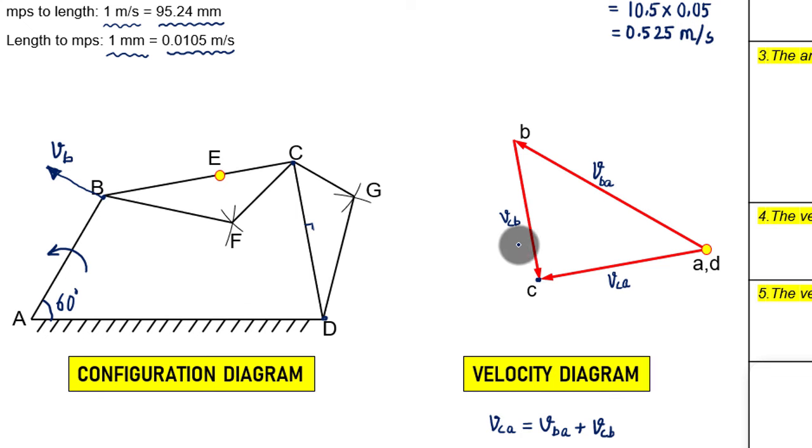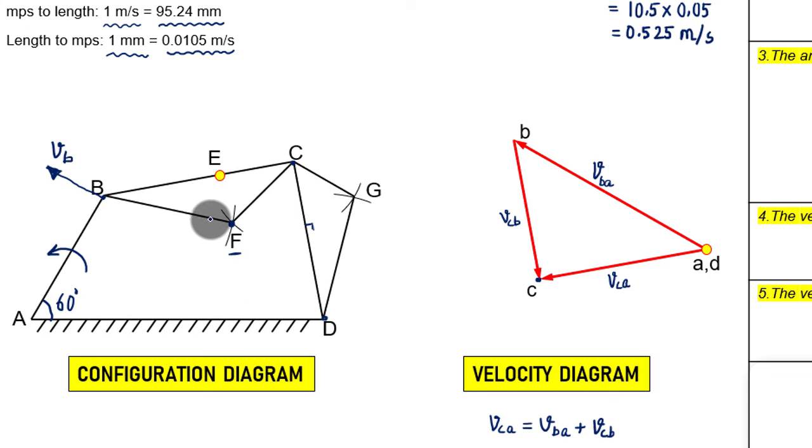So two vectors in the form of velocity in magnitude and direction in the same order, the resultant in magnitude and direction in the opposite order. That's it. So what's next? So we've got all these points A, B, C and D. Now we need to work out where F is, we need to work out where G is.